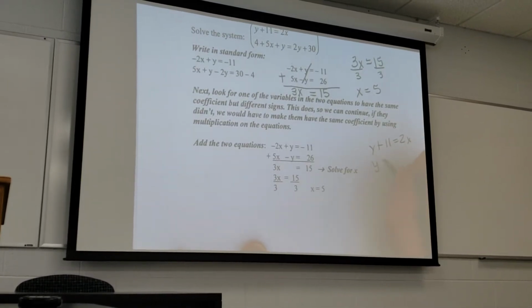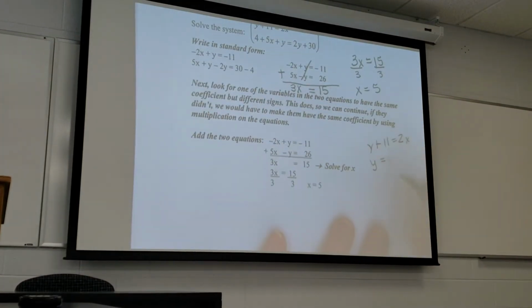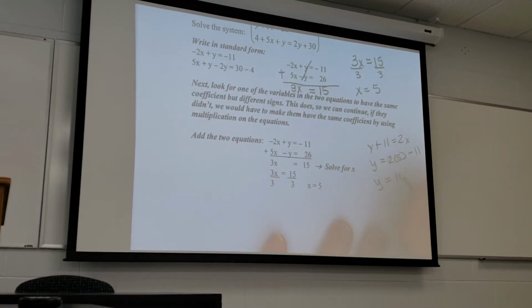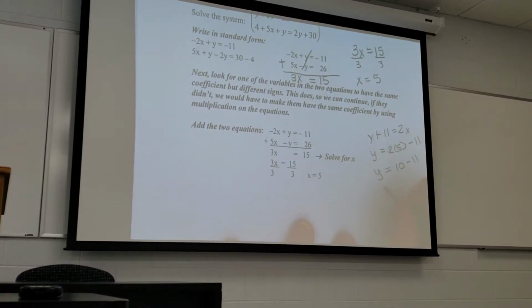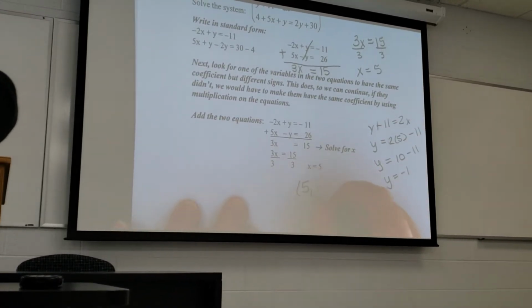So y will be, wait a minute, 2 times 5 minus 11. So y is equal to 10 minus 11. So y will be -1. So your solution will be 5, -1.